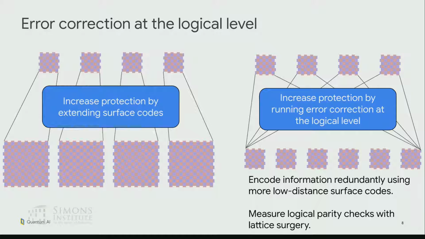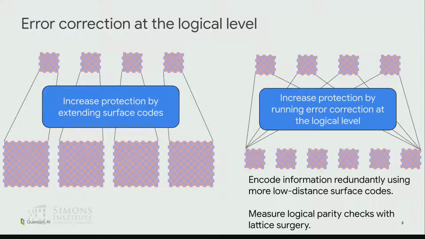At some point, that surface code is a 1 in a million error rate qubit. And at that point, I shouldn't just keep increasing the size of the surface code. I should use a different error correction scheme altogether, just like I would for any other 1 in a million error rate qubit. And so the idea here is that instead of increasing protection by continuing to extend the surface code, we can increase protection by running some more efficient error correction at the logical level.